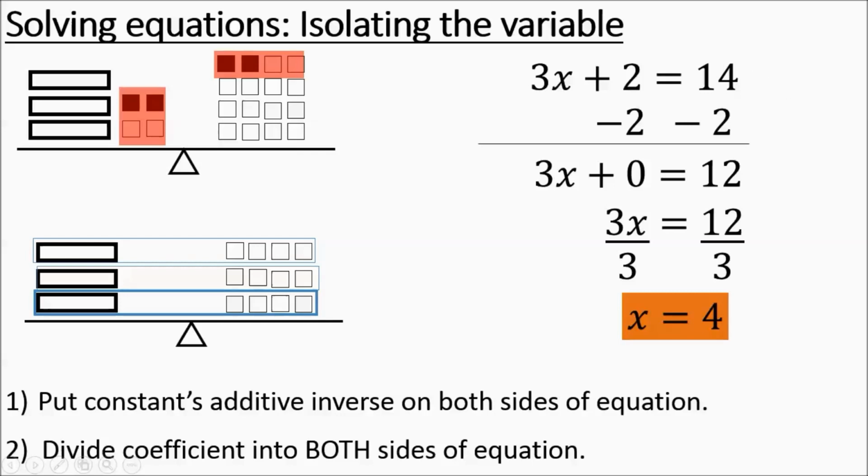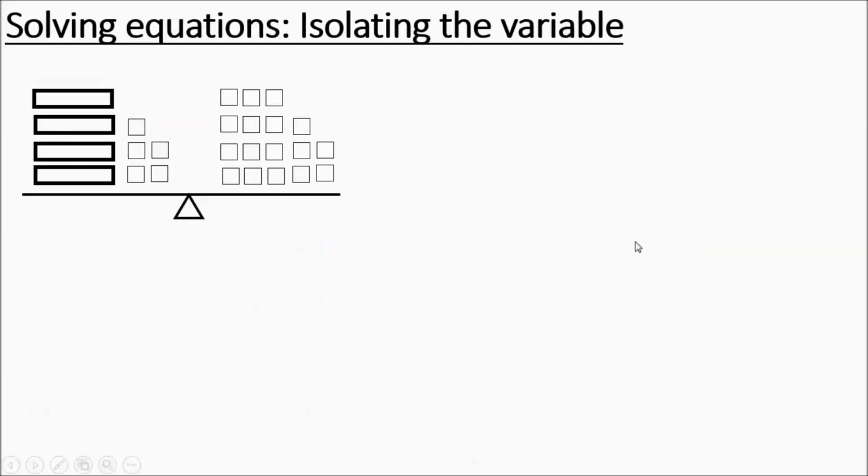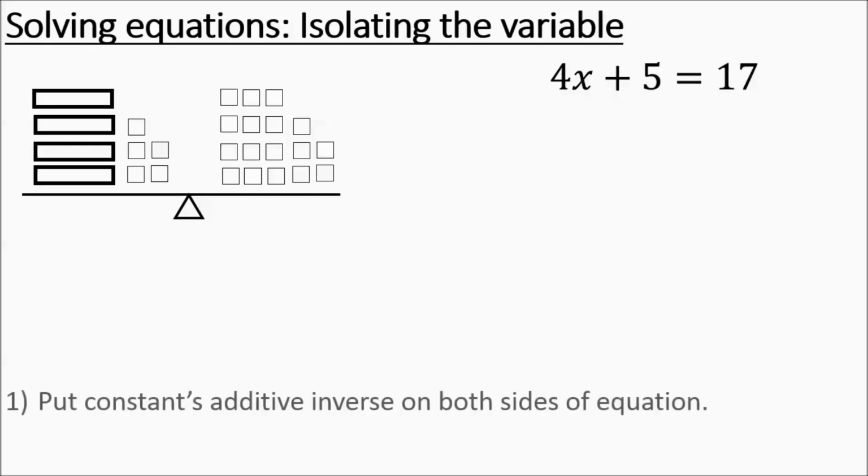Alright, let's keep on going. We have this big equation. Pause it, see if you can figure it out. Try to solve for x. We have 4x plus 5 equaling 17. What we're going to do next is get rid of the constant. Our constant is a positive 5. To get rid of it, we're going to put a negative 5 on both sides.